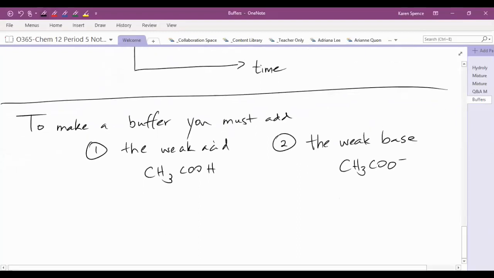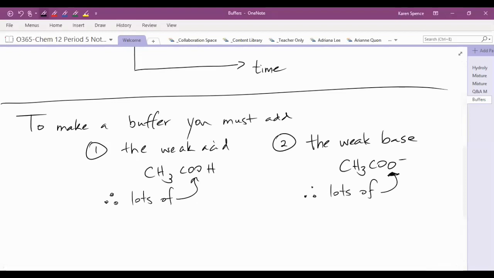So you end up with lots of the CH3COOH, and you would have lots of the CH3COO minus. And just so you know, we cannot go to the back storage closet and get some acetate ion on its own. Ions don't come on their own, so we cannot just add a weak base.